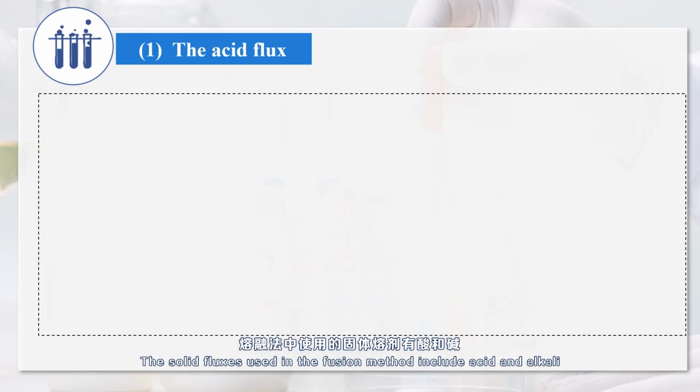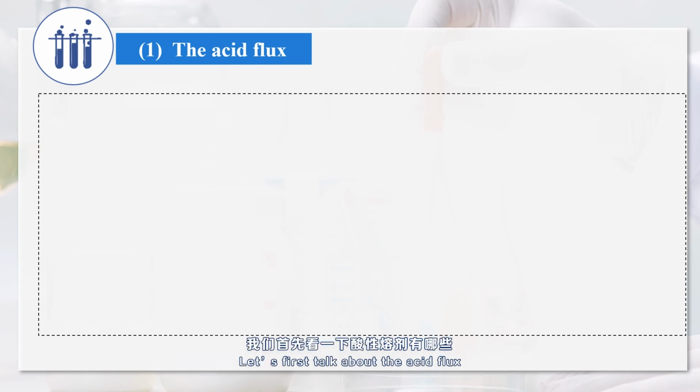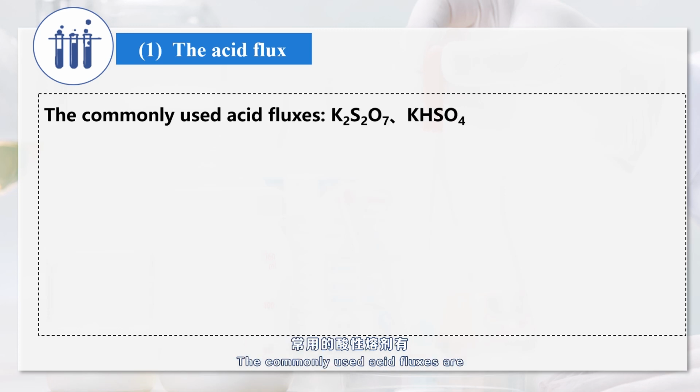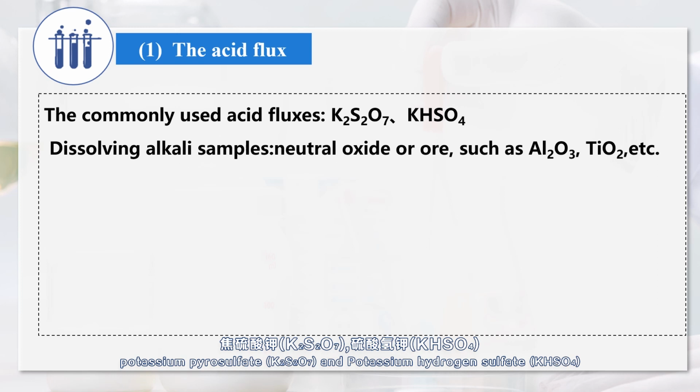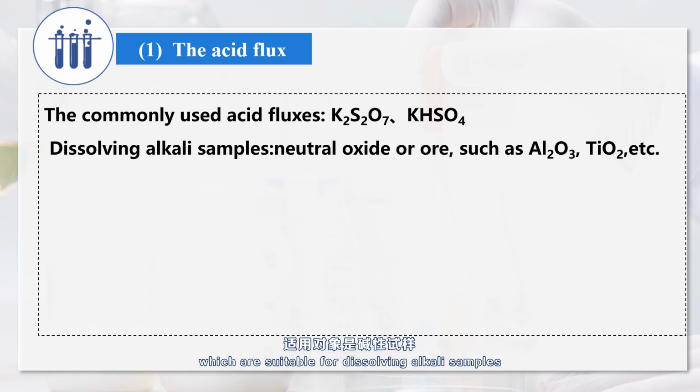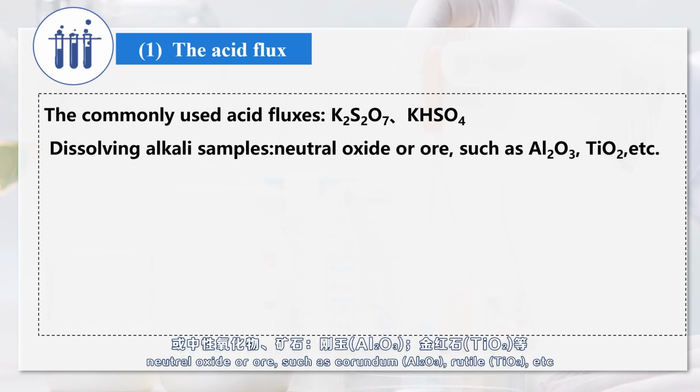The solid fluxes used in the fusion method include acid and alkali. Let's first talk about the acid flux. Commonly used acid fluxes are potassium pyrosulfate and potassium hydrogen sulfate, which are suitable for dissolving alkali samples, neutral oxide or ore, such as corundum, rutile, etc.